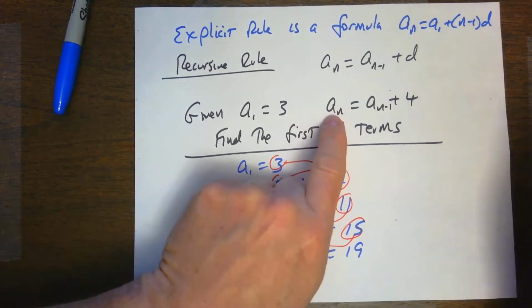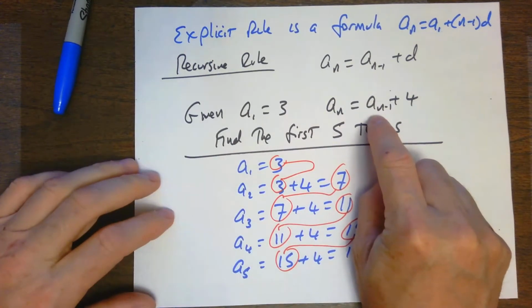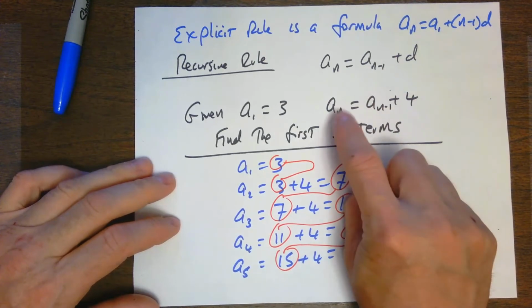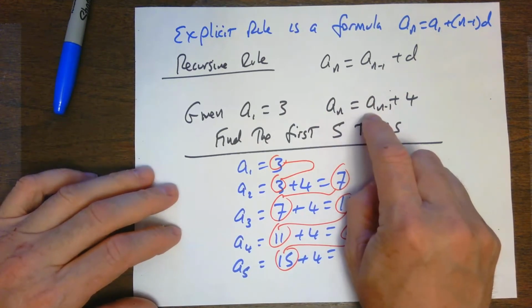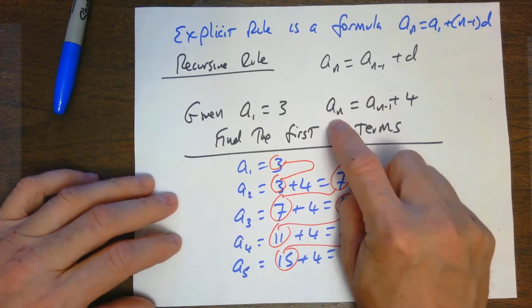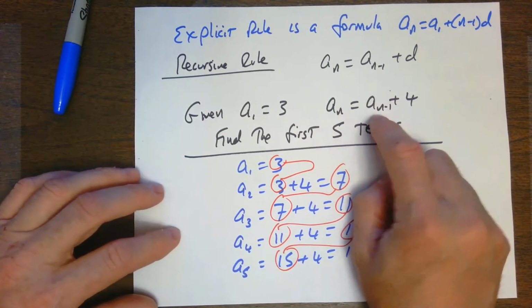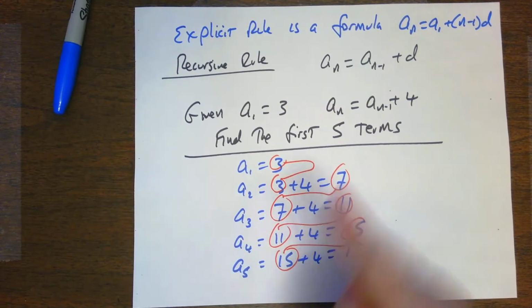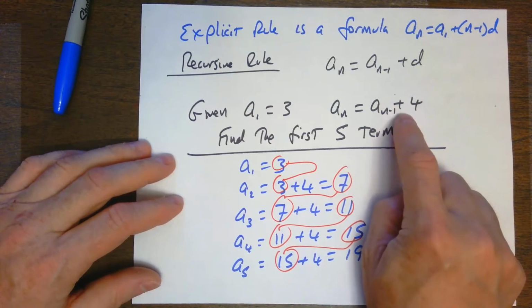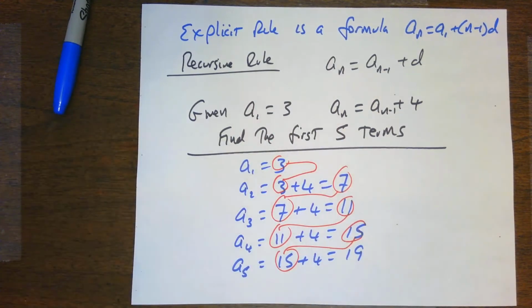If I wanted to know the 27th term, I would have to know the 26th term. Take the 26th term and add 4 to it. But to find the 26th term, I'd have to know the 25th term. To find the 25th term, I'd have to know the 24th term. To find the 24th term, I'd have to know the 23rd term. You can see what a pain this would be. There's no shortcut. When it's given to you as a recursive rule, there is no shortcut. If you want to find the 27th term, you're going to have to find them all the way leading up to that. That can be very frustrating.